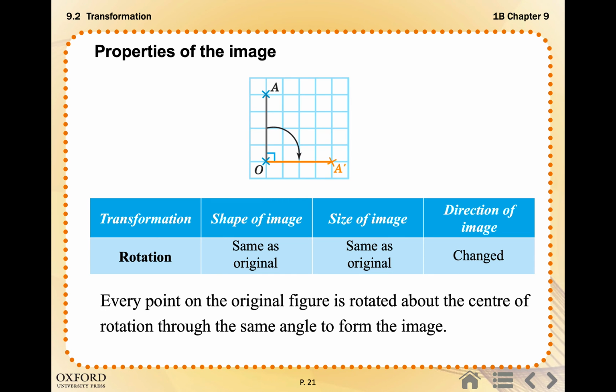So here is a point to note about the rotation: every point on the original figure should be rotated about the center of rotation through the same angle to form the new image.